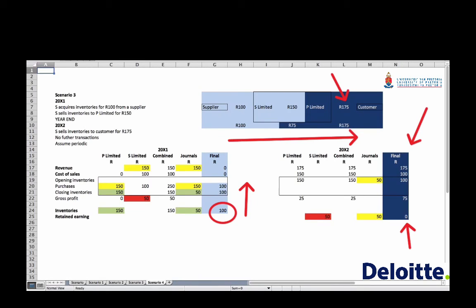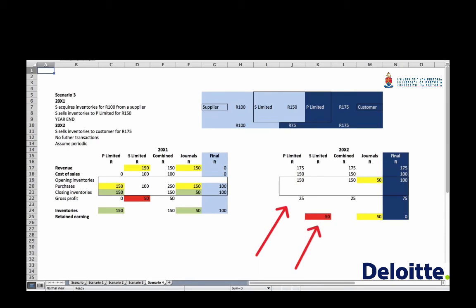We follow our consolidation process. So, you've got your individual company's records for the parent and the subsidiary. You combine these. Then we step back and have a look. What is all right so far? Well, we want to show revenue of 175. And indeed, we are showing revenue of 175.